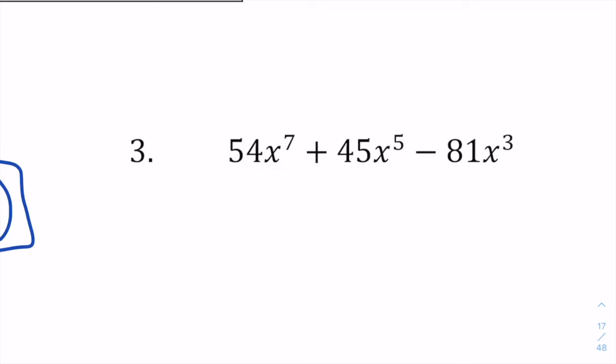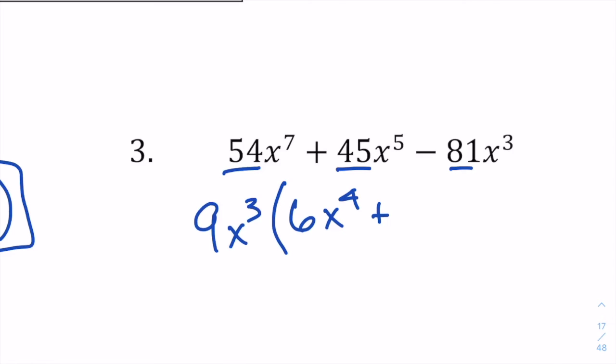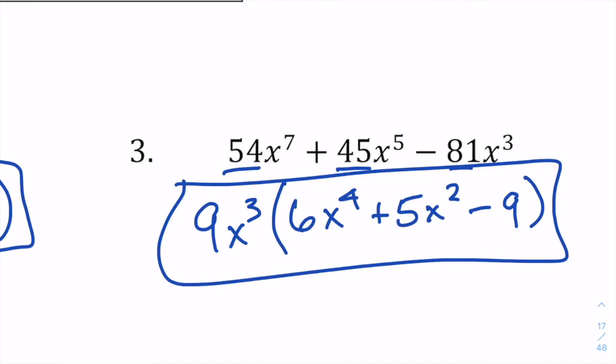54x to the 7th plus 45x to the 5th minus 81x to the 3rd. Okay, let's look at the three coefficients. And the greatest common factor of all three of those is 9. And if we look at the variables, the lowest power there is to the third power. So that's our GCF. When we go ahead to factor that, 54 divided by 9 is 6. We took away 3 x's, so we have x to the 4th, plus 45 divided by 9 is 5. We took away 3 x's, so x squared, minus 81 divided by 9 is 9, and there are no x's left over. Terrific. So that's how we factor polynomial expressions by pulling out a greatest common factor.